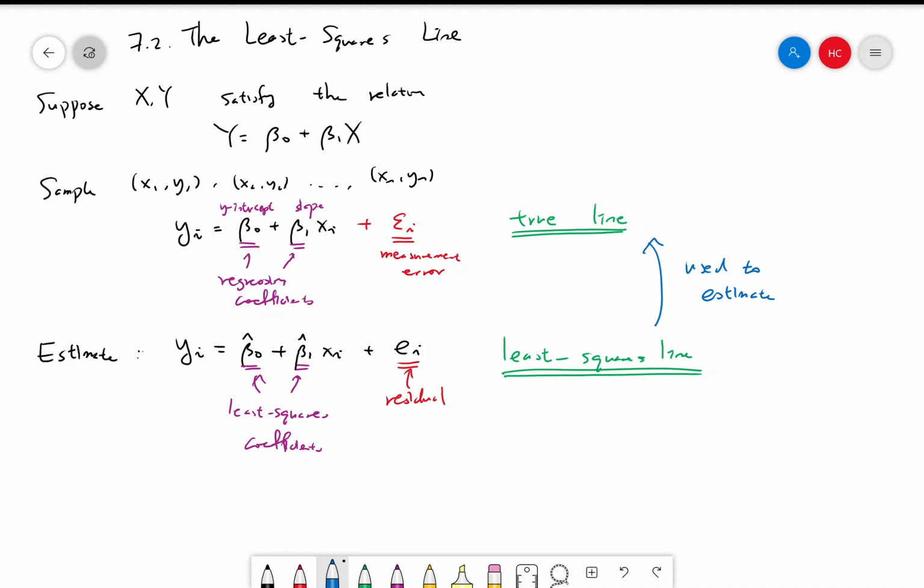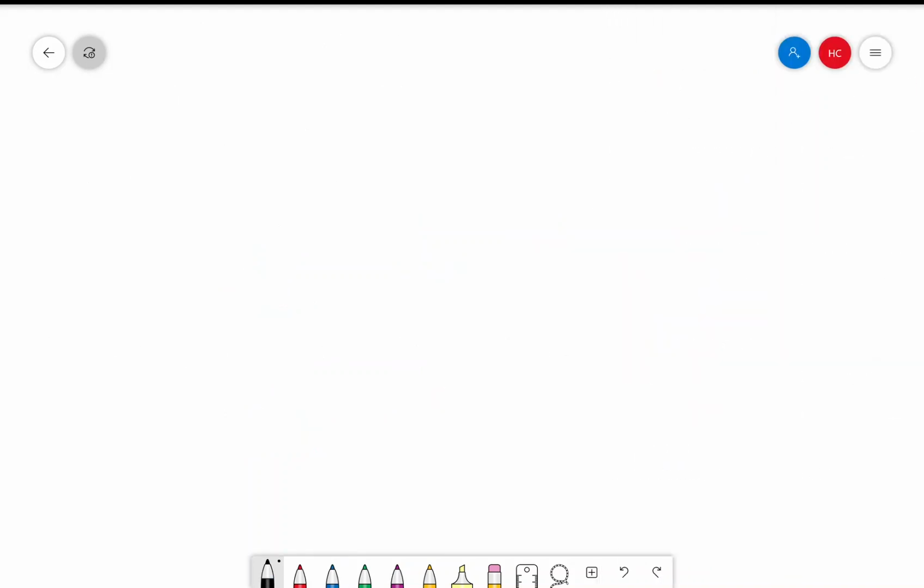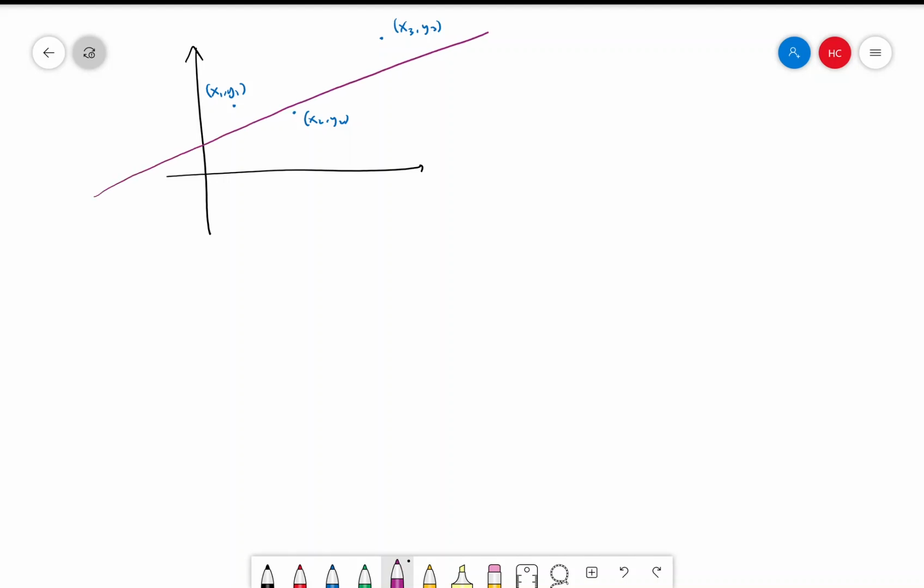Right, so let's draw a picture here. To make things easier, let's suppose we only have 3 points: x1, y1, x2, y2, and x3, y3. And suppose we want a line that looks like this. So this is y equals beta 0 hat plus beta 1 hat x. As you see, the 3 sample points do not lie on the line, so there's going to be some errors. So let's introduce some terminologies.